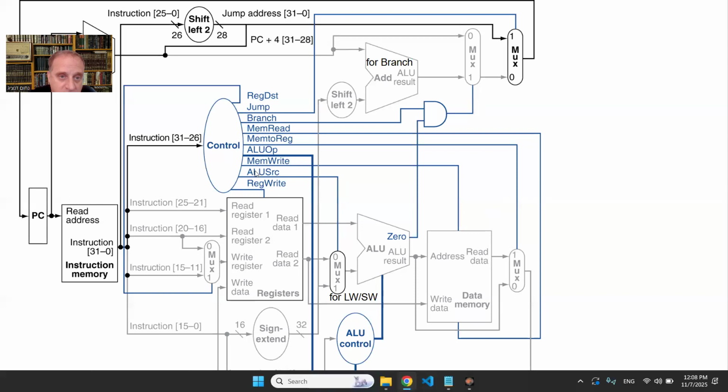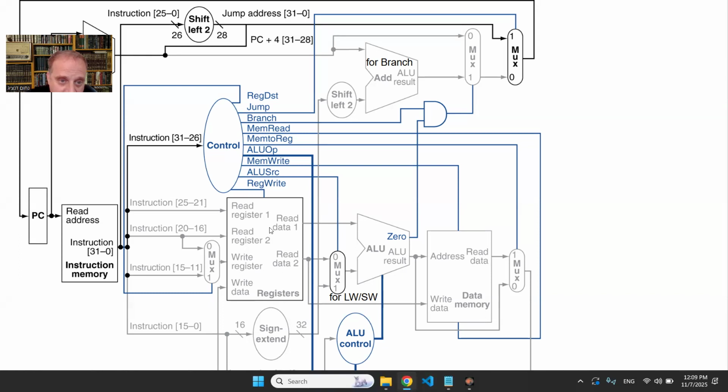So mem2 register is what we're talking about. That's this one. It basically decides if the read data is going to get written over here to write data. There's the data from memory that we read, should that be the one that gets written to the register? Or should the result of the addition be the one that gets written to a register?